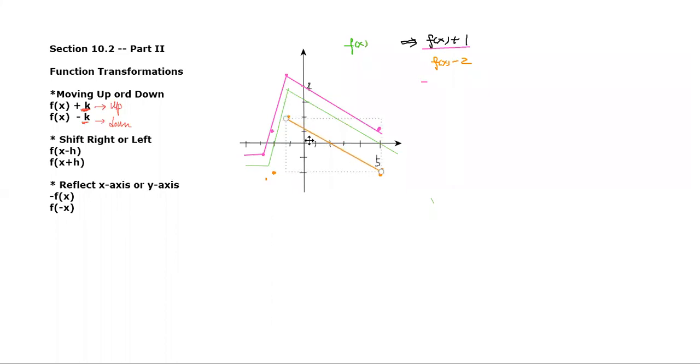Right, so here's this way, this way, and this way. All three of these graphs should be parallel to each other, right? So it's the moving up and down.